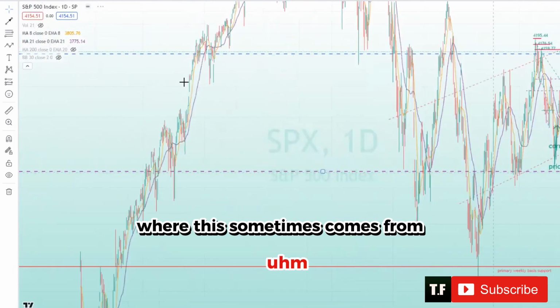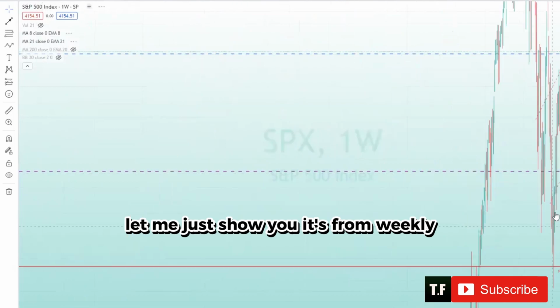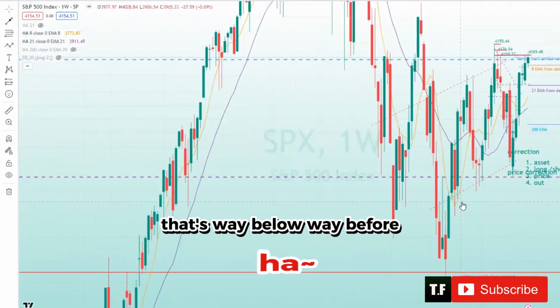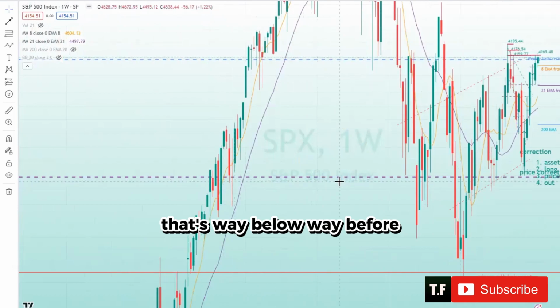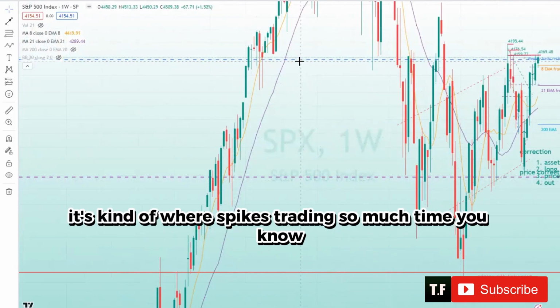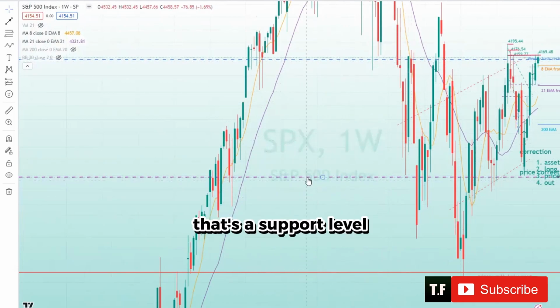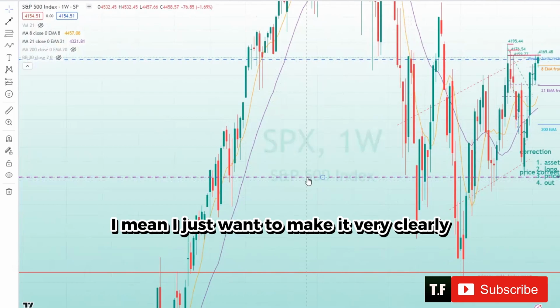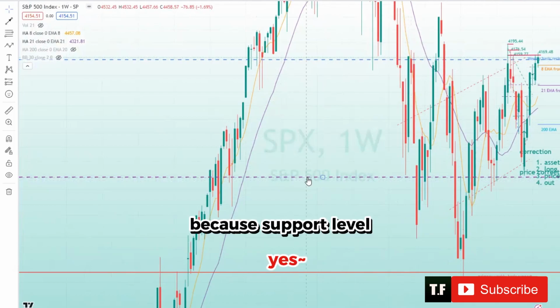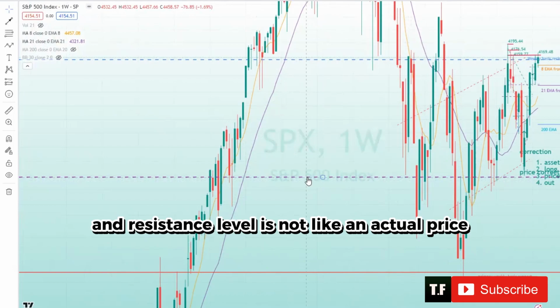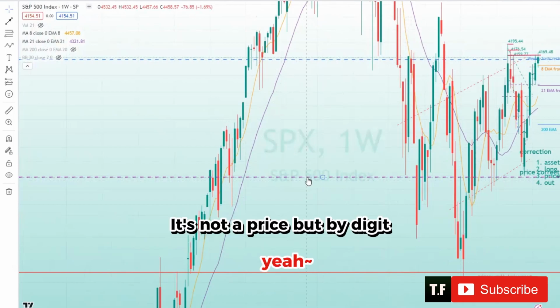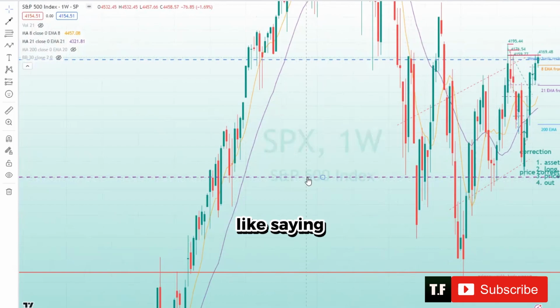Where does this support level come from? Let me just show you. It's from the weekly chart. That's way before. It's a range where spikes traded for so much time. That's a resistance level, that's a support level. I just want to make it very clear: support and resistance levels are not an actual price by digit, like saying exactly the support level is 5100. It's not like that. It's like a range.